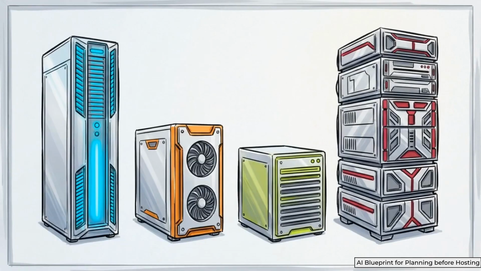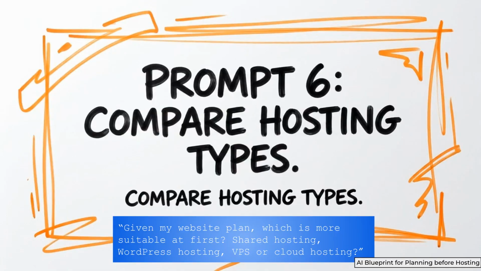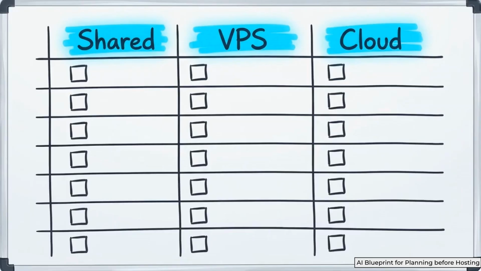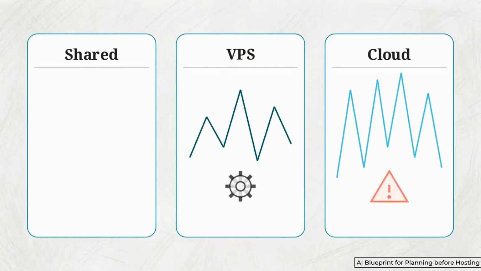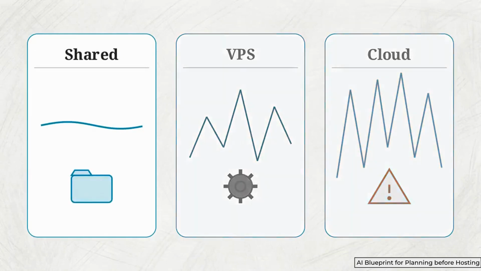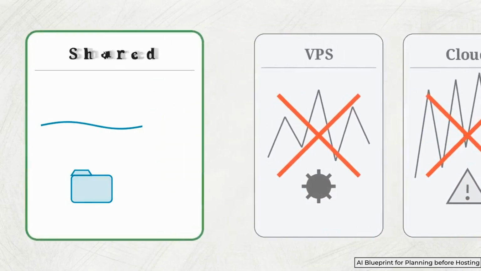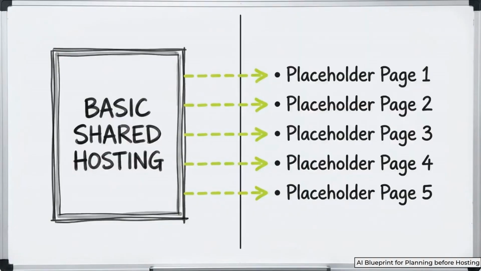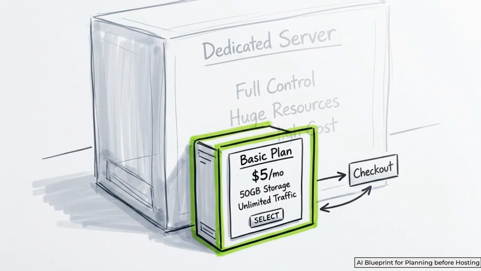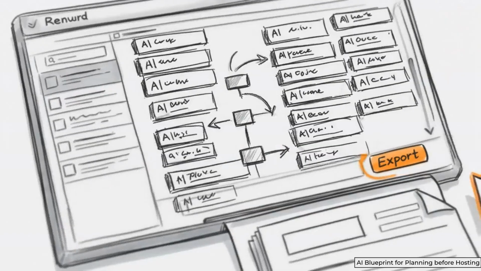Now we evaluate our hosting options. Feed the AI this text. Given my website plan, which is more suitable at first? Shared hosting, WordPress hosting, VPS, or cloud hosting? This decision matrix here illustrates the difference. VPS or cloud hosting requires significant technical skill and is built for massive traffic, while shared setups are designed for ease of use. Ignore the advanced options. For a first-time launch, a basic shared or WordPress package is almost always the correct answer. By making your technical decisions based strictly on your content plan, you guarantee you won't rent a massive server for a tiny beginner website. You now have all the pieces.